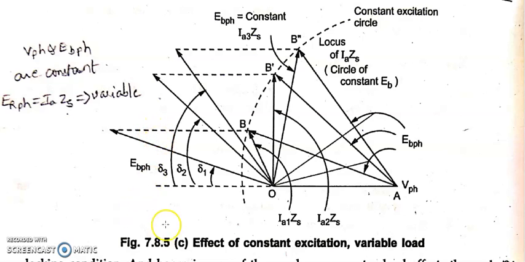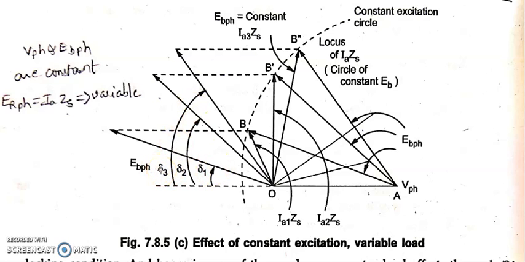Hello guys, in yesterday's class we discussed the effect of constant excitation and variable load. So the load was variable and the excitation was constant, that is EB was constant and the V phase was constant, and this is EB for various load conditions, whereas ER changes as I vary the load from light load to heavy load. You can see delta 1 is for light load and delta 3 is for heavy load. This is how the load has been increased from delta 1 to delta 3.